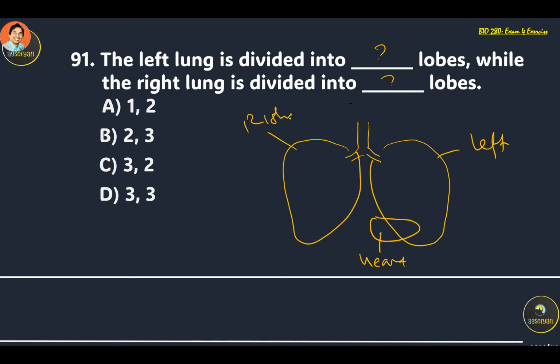Because of this, the left only has 2 lobes: 1, 2. The right has 3 lobes: 1, 2, 3. So left 2, right 3. So 2 and 3.